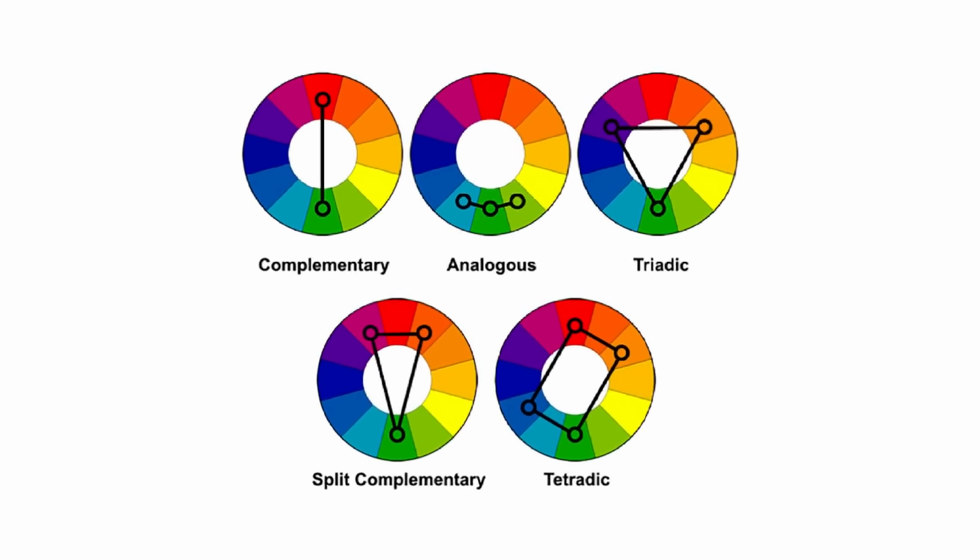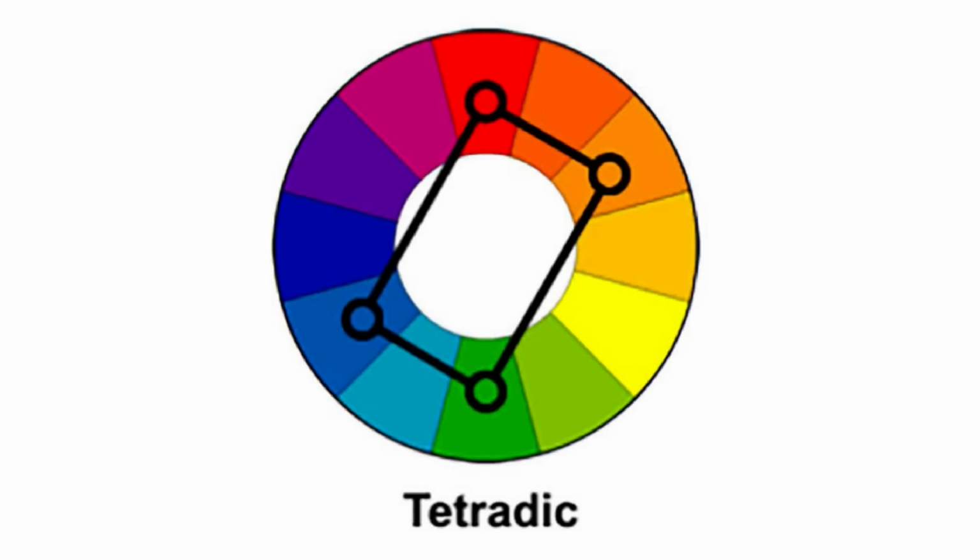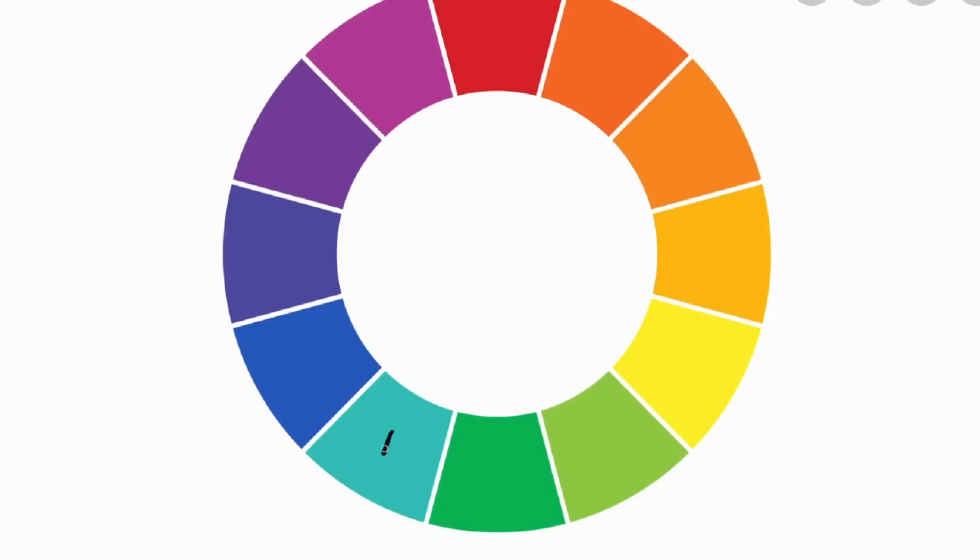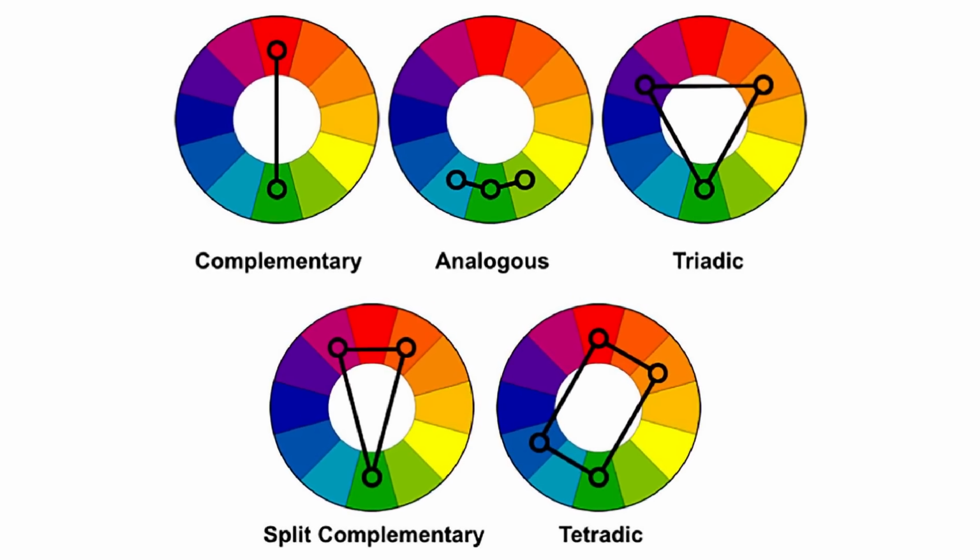There are other color combinations such as triadic, tetradic, split complementary, but if your brain is already short-circuiting right now, just try analogous and complementary first. Then you can experiment with other combinations.